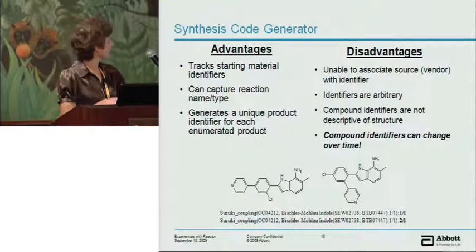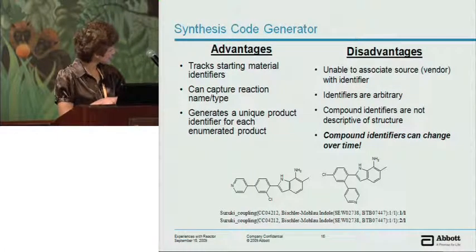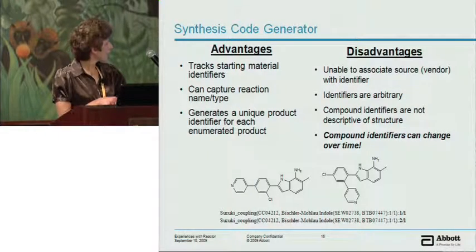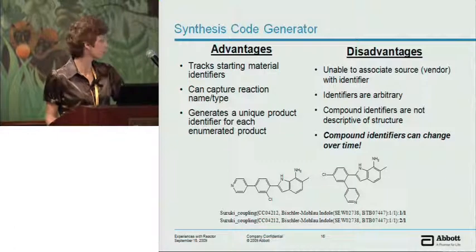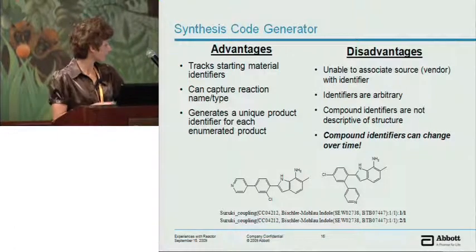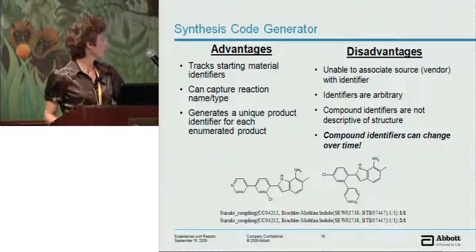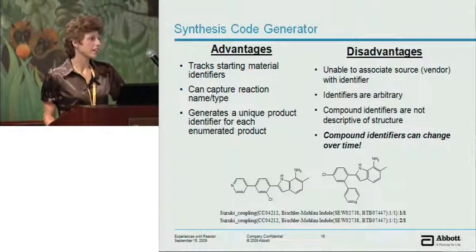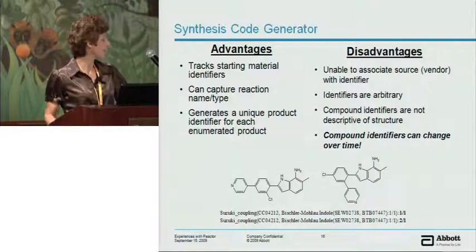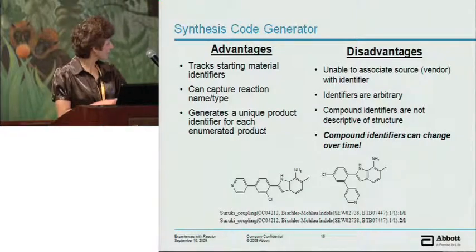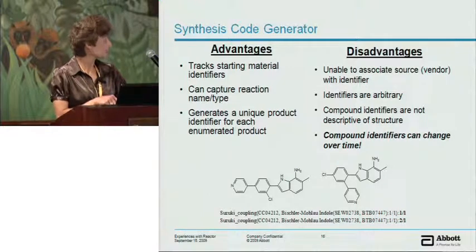Basically, for one thing, when you look at this catalog number, I can't tell which catalog this came from. Remember that I started with 2 vendor catalogs, Maybridge and Life Chemicals, and this doesn't tell me which one it actually came from. Identifiers are arbitrary. They're not indicative of structure at all, so just by looking at these identifiers in this compound, I have no idea what starting materials were used to actually make this product.